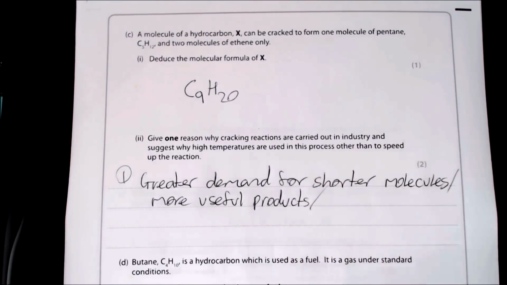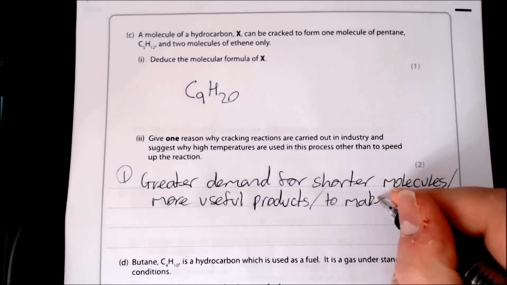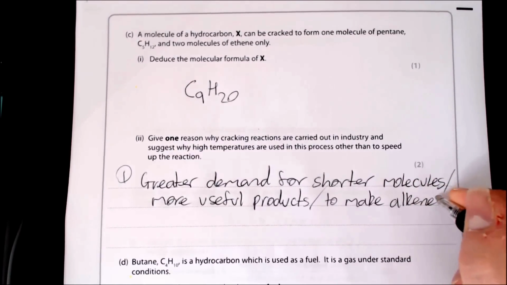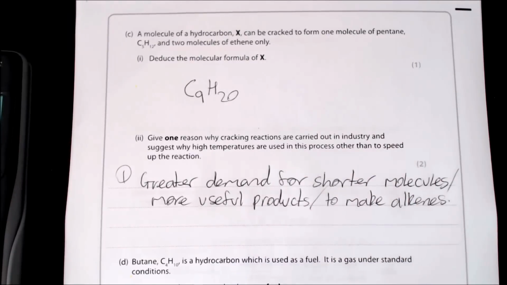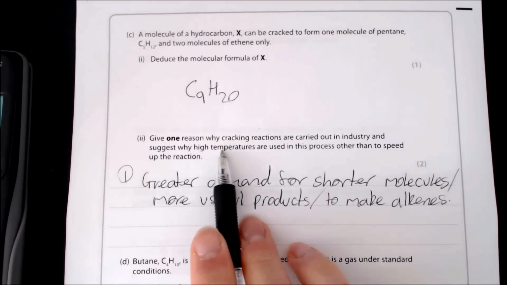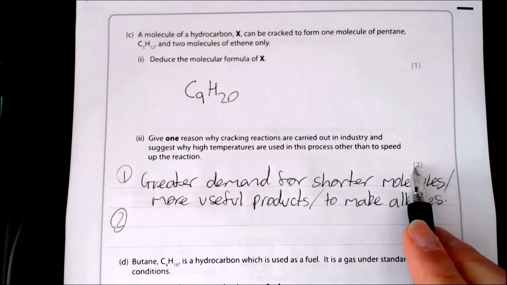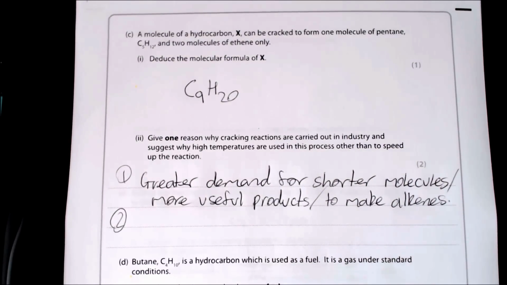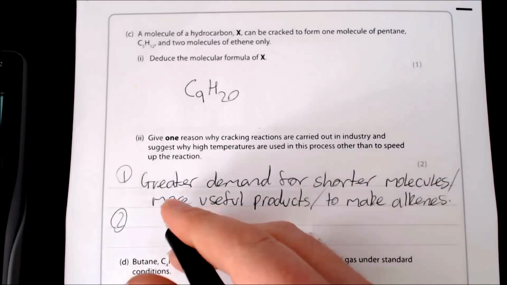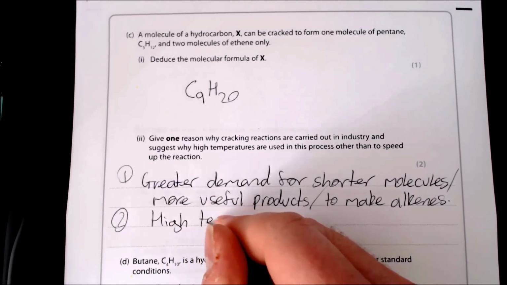So more useful products, or you could say to make alkenes, because when you crack alkanes, you make alkenes which can be useful for polymers and plastics and things like that. So anything to do with that, that's the reason why we crack the reactions. And we need to suggest why the high temperatures are used. So for the second mark, because it is 2 marks, we need to say that we need a high temperature to break the covalent bonds. There's a lot of strong covalent bonds in these hydrocarbons. So we'll put that on there.